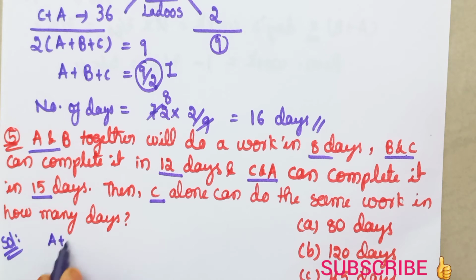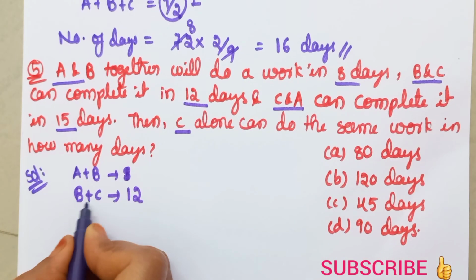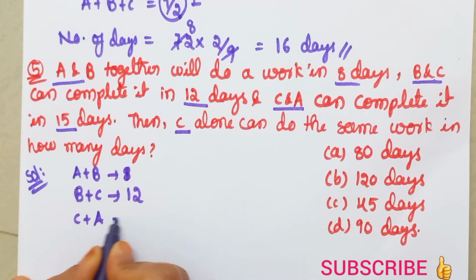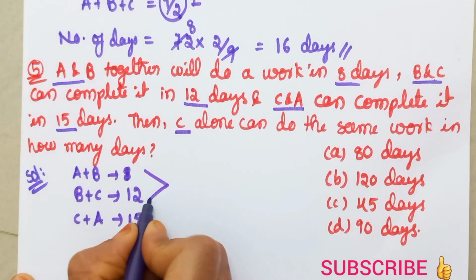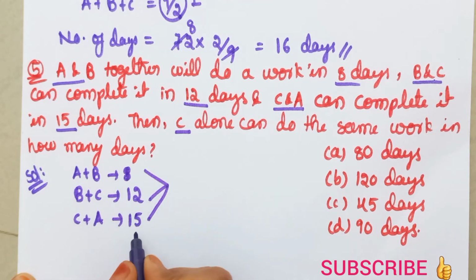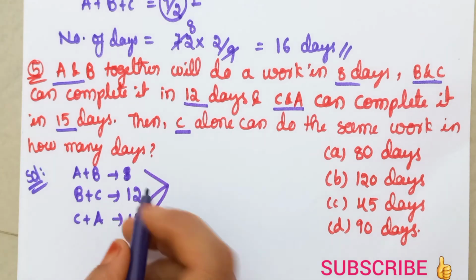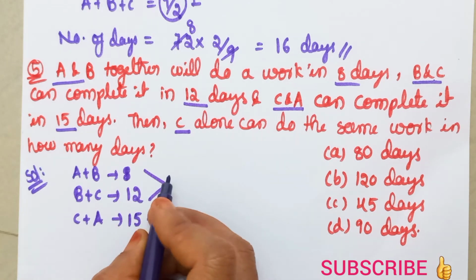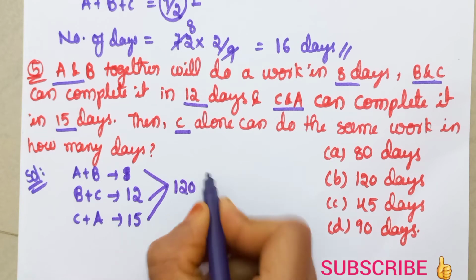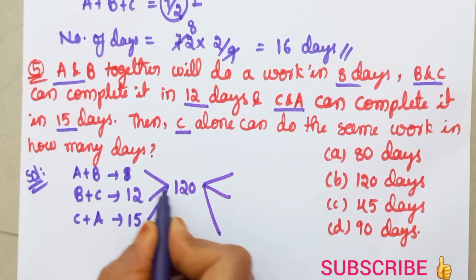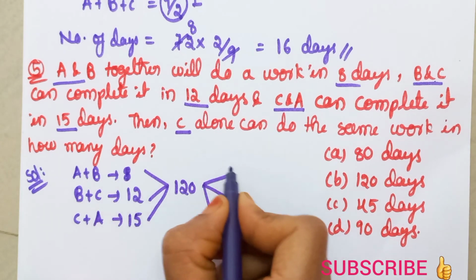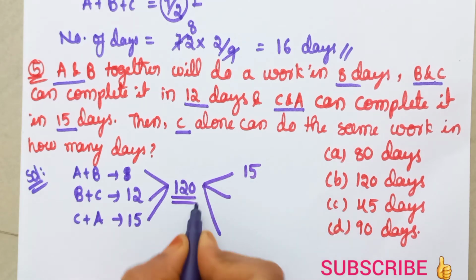That is, A plus B can do a work in 8 days and B plus C can do the work in 12 days. Similarly, C plus A can do the work in 15 days. So take out the LCM for 8, 12 and 15. Then the LCM for 8, 12, 15 is nothing but 120. So for 1 day's work we have to multiply 8 with 15 to get 120. This is the total work.